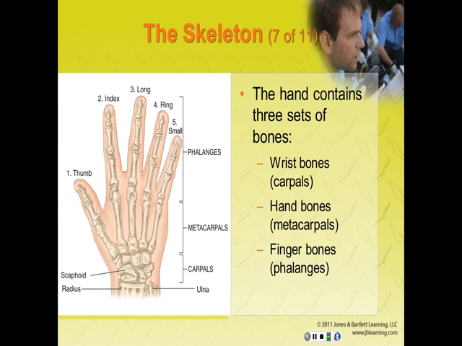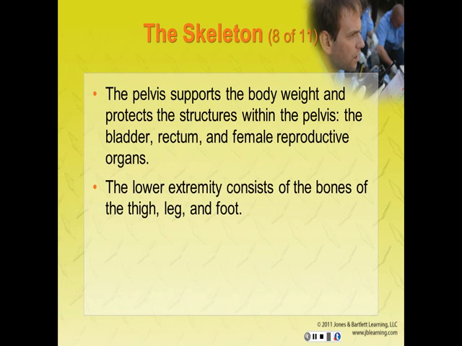The hand consists of three sets of bones: the wrist bones, or the carpals, the hand bones, or the metacarpals, and the finger bones, or the phalanges. The pelvis supports the body weight and protects the structures within the pelvis: the bladder, rectum, and female reproductive organs. The pelvic girdle is actually three separate bones fused together to form the innominate bone. They are the ischium, the ilium, and the pubis.